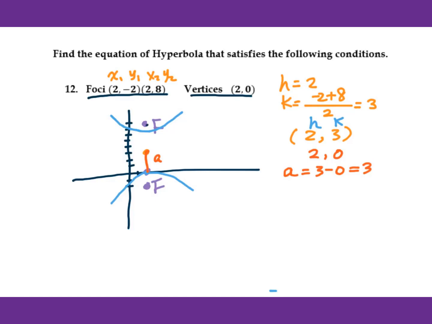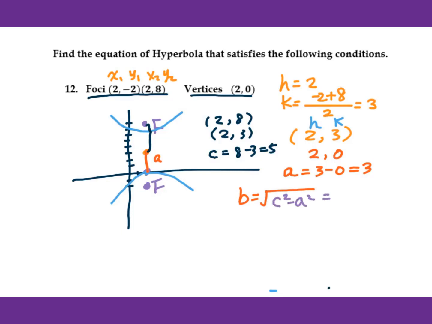For C, that's from center to this focus. I have 2, 8. Center will be 2, 3. Therefore, C equals 8 minus 3 equals 5. Or you can count the units from the graph. Then B equals square root of C squared minus A squared, which means 5 squared minus 3 squared, equals 4.